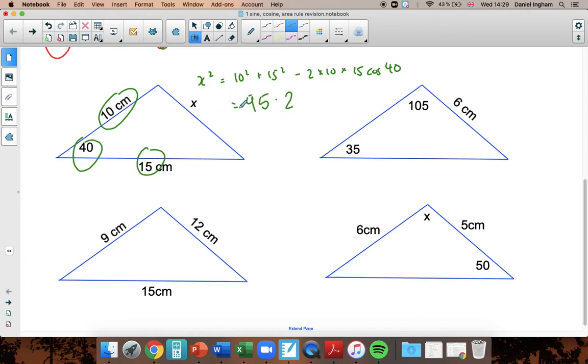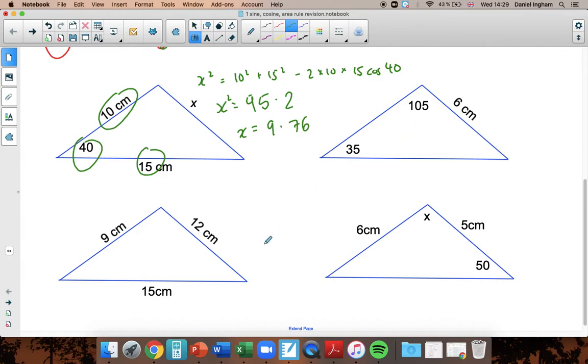You get 95.2. Classic mistake here is people leave that as the answer. Remember, that's not the answer, that's x squared. So x is the square root of that, which is 9.76. I didn't work it out exactly, so there might be a slight rounding error there.